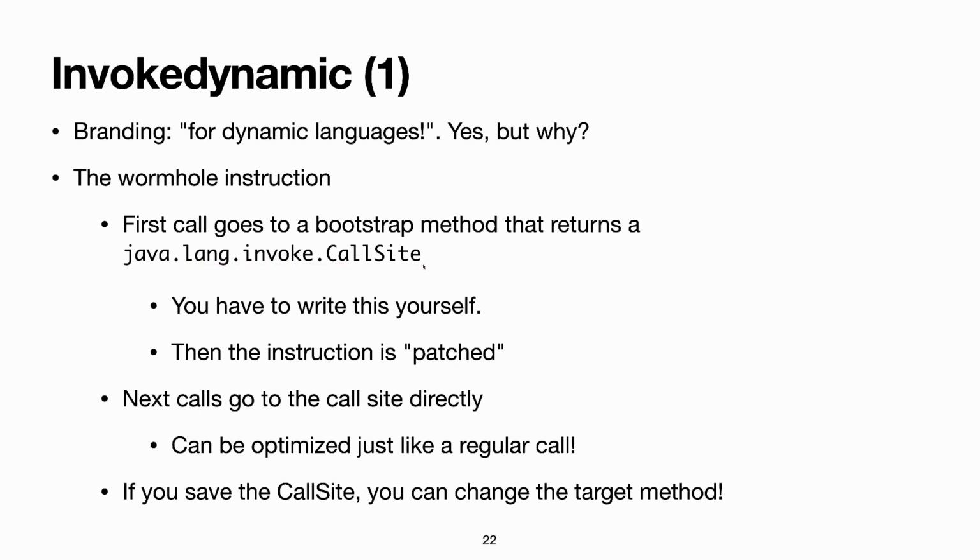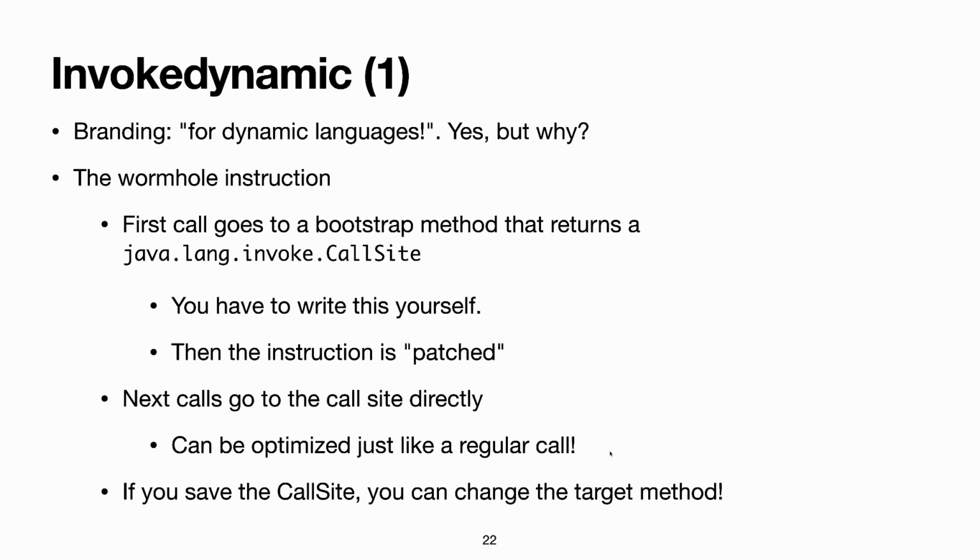After the bootstrap method is called, and this happens only once, the instruction is patched, meaning that the next time you call this instruction, it will not go to the bootstrap method, but it will go to the call site directly. And so this object, the call site, refers to some method or some code at least. The point here is that this can be optimized just like a regular call. And so what this allows you to do is to not decide at compilation time what you're going to call, but to wait until runtime to do that.